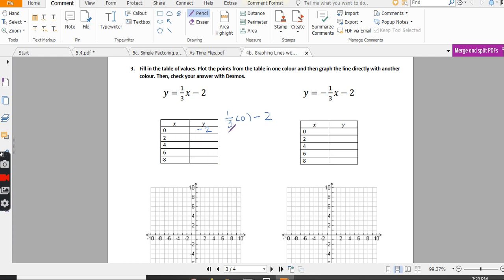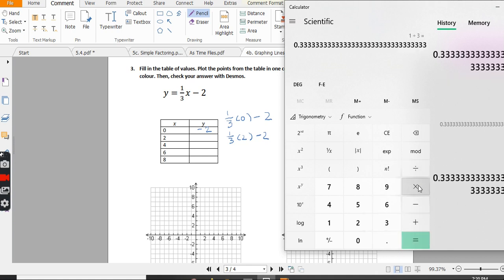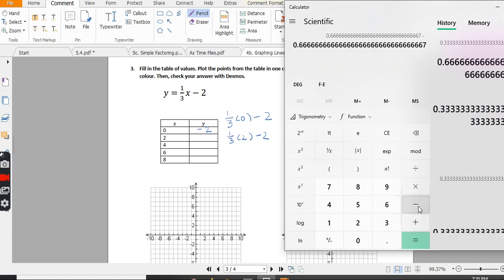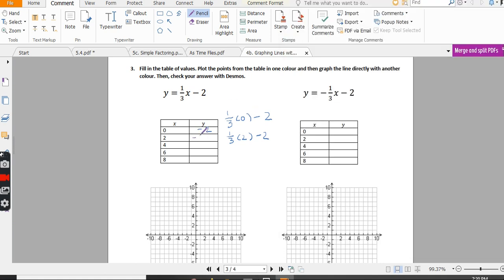Okay. So let's take a look at the next value. Here I would have 1 over 3 times 2 minus 2. To find that value, again, I do the same thing. Let me just clear the screen. So again, 1 divided by 3 equals, times 2 equals, and then minus 2 equals. And I'll get negative 1.33.